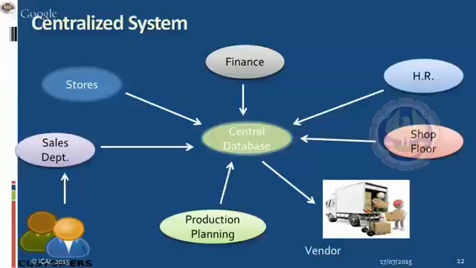If the stores department wishes to check the stock position of a particular item of raw material, it is updated in the central database only, and it is available in the central database only. So there are no two sets of data, there is no confusion, there is no rework, there is no duplication of work. The biggest advantage of this particular system is that data is one and communication is clear.